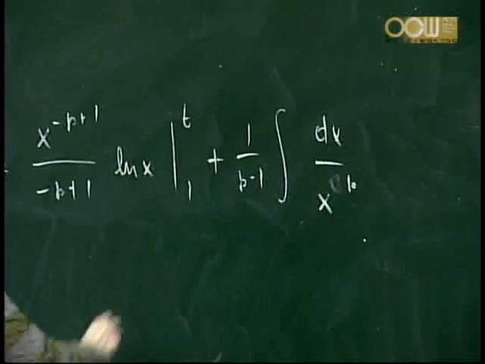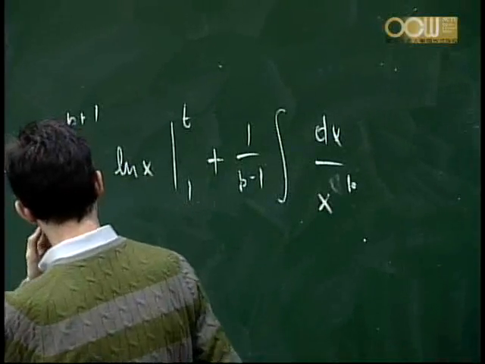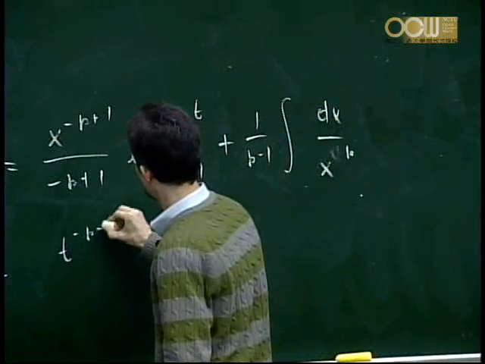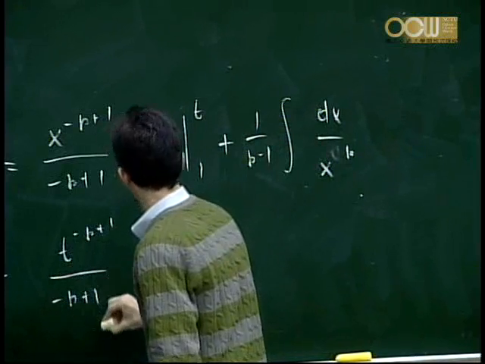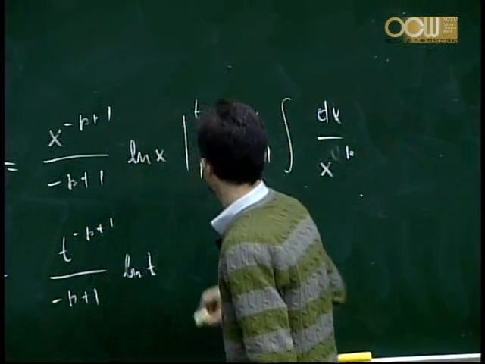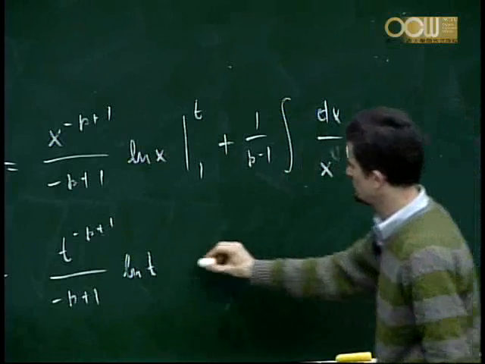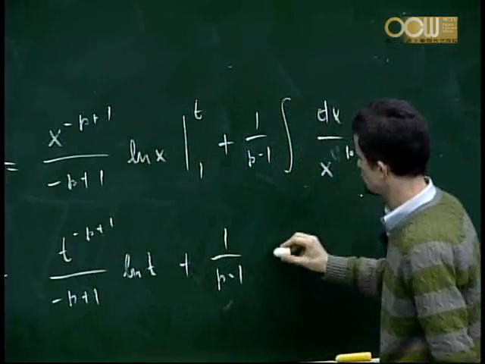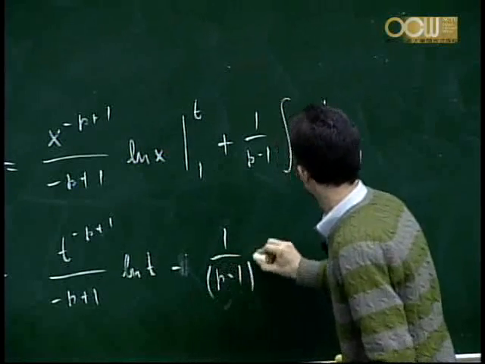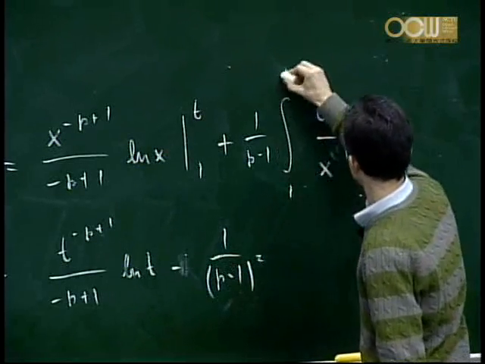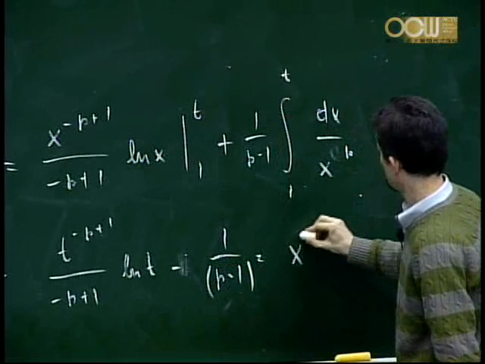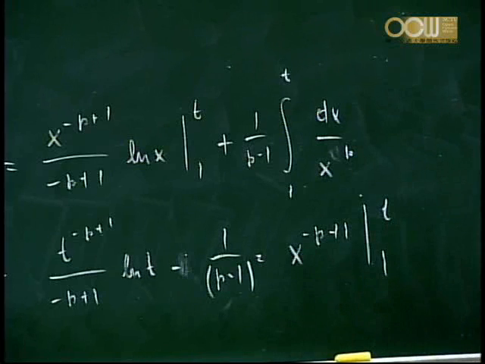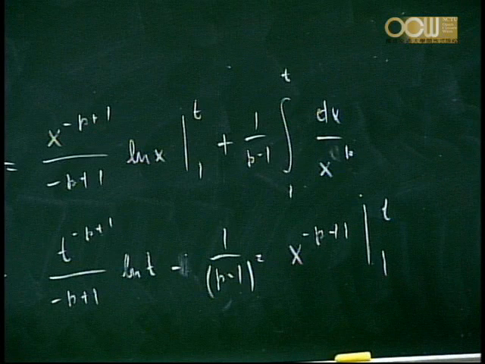So if we plug in, at the lower limit, because ln of 1 is equal to 0, we just have to look at the upper limit. Ln of t, and plus the integral. This one is easy to compute, so now we have minus the square, 1 over p minus 1, and then x to the minus p plus 1 evaluated at 1 and t.